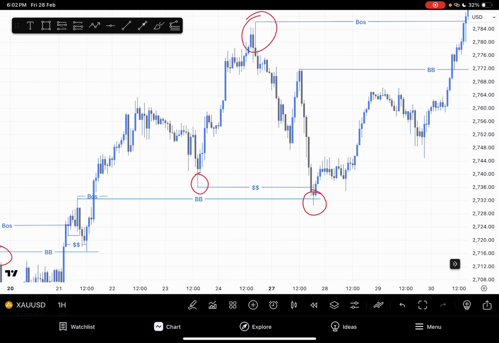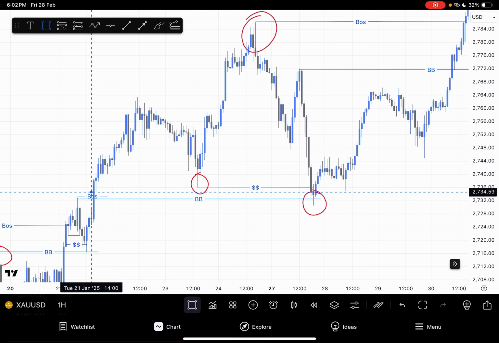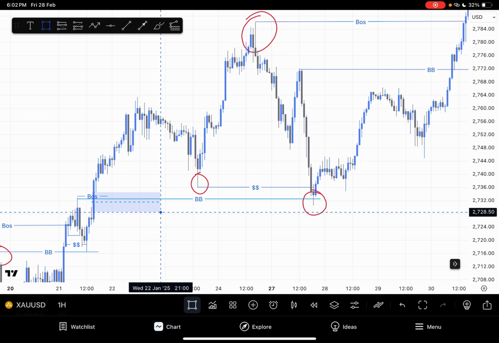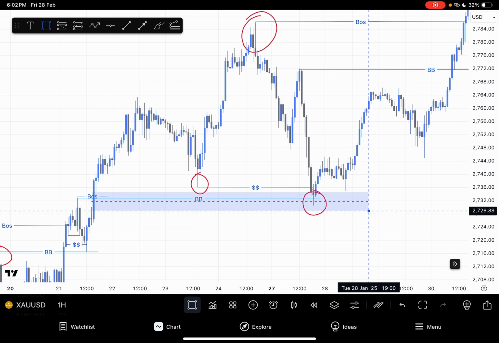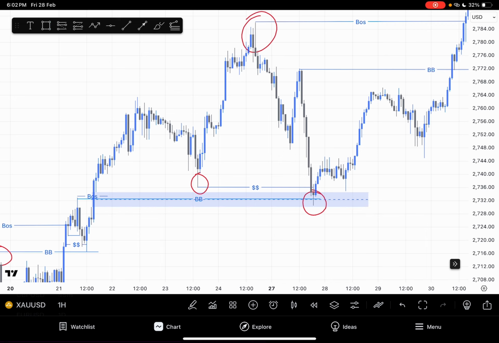And another thing to remember, what I told you: for a breaker block to be valid, it must be protected by a liquidity or a fair value gap, or there must be a liquidity grab. So now if you look at this point, this is the fair value gap here. It's protected by a fair value gap. So if you mark that fair value gap, you see price also tapped into the fair value gap, pushing to the upside.